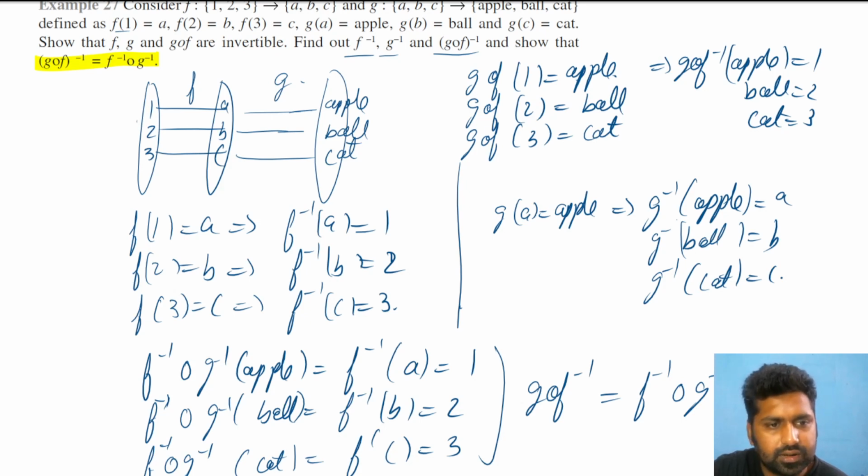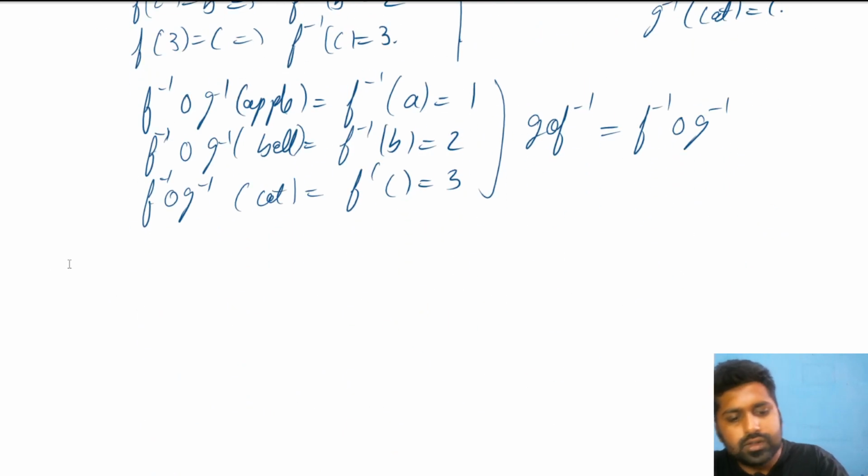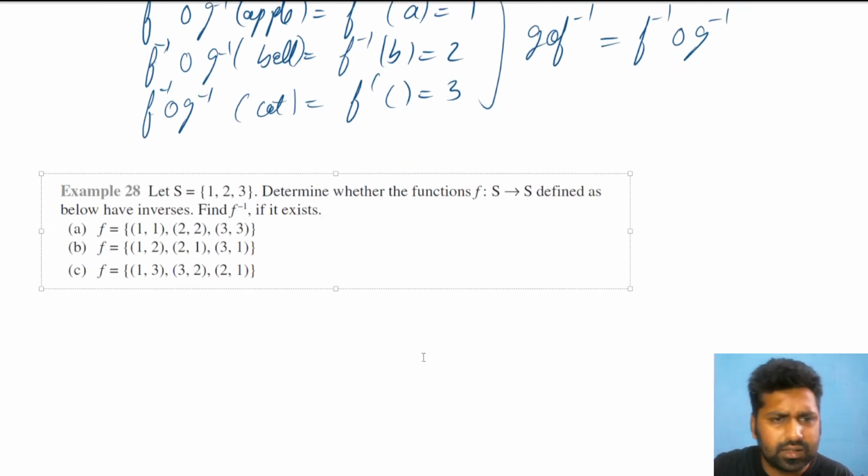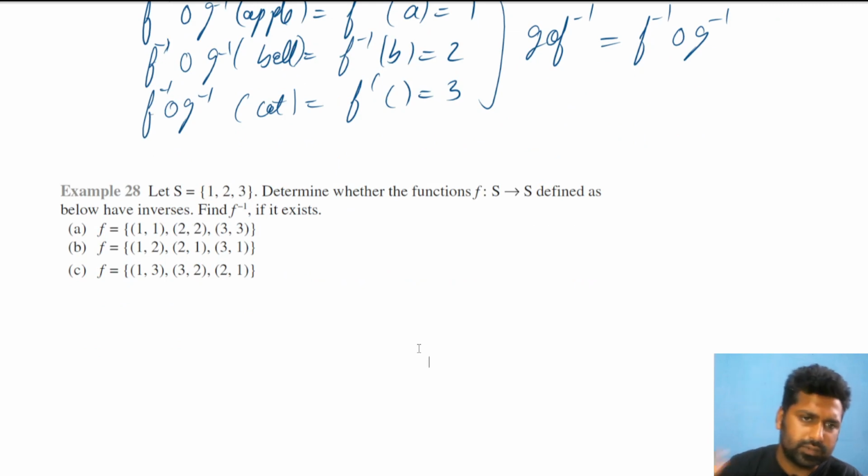Whether something is invertible, you have to check whether the inverse function exists or not. Okay. So they will give you some conditions and you have to check if the inverse function is defined or not, and if it exists you have to find it.